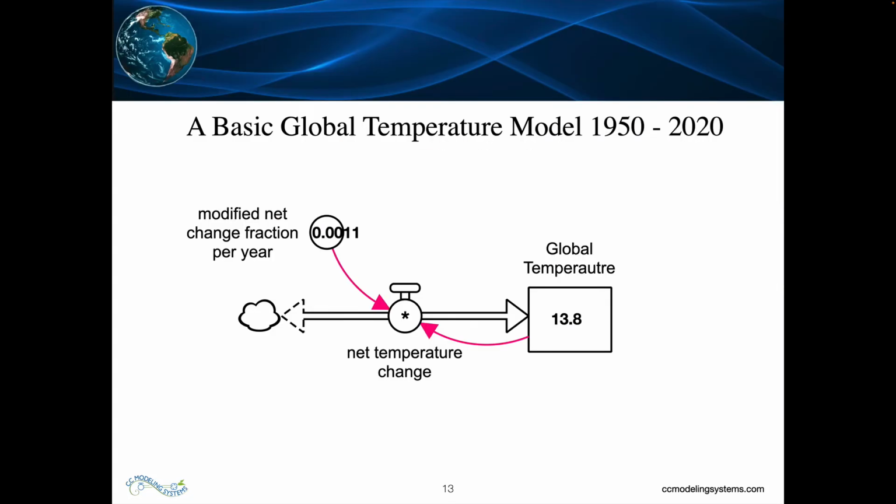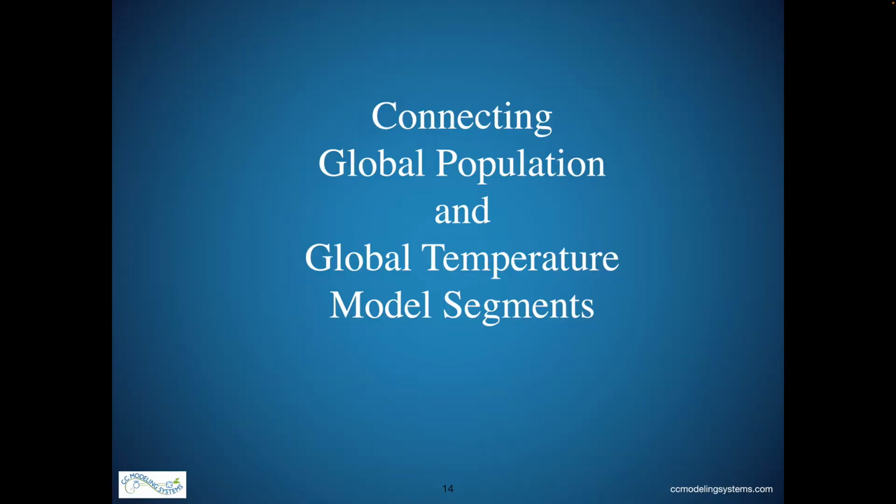This slide shows the simple global temperature segment of the model using the 1950 global temperature and the net temperature change fraction from the previous trendline analysis. If the net temperature change value is positive, the biflow will act as an inflow and increase the value of the global temperature stock, as is the case here. The next step is to connect these two segments.